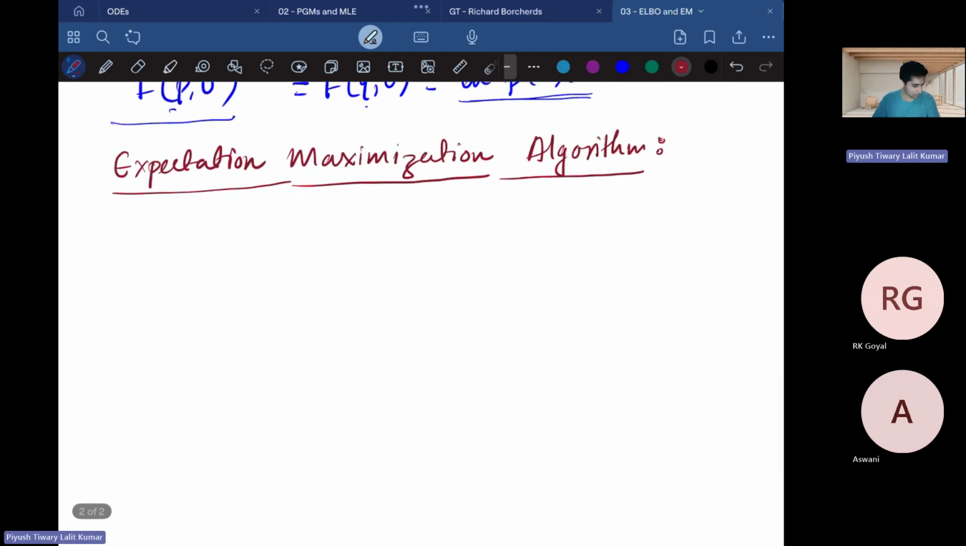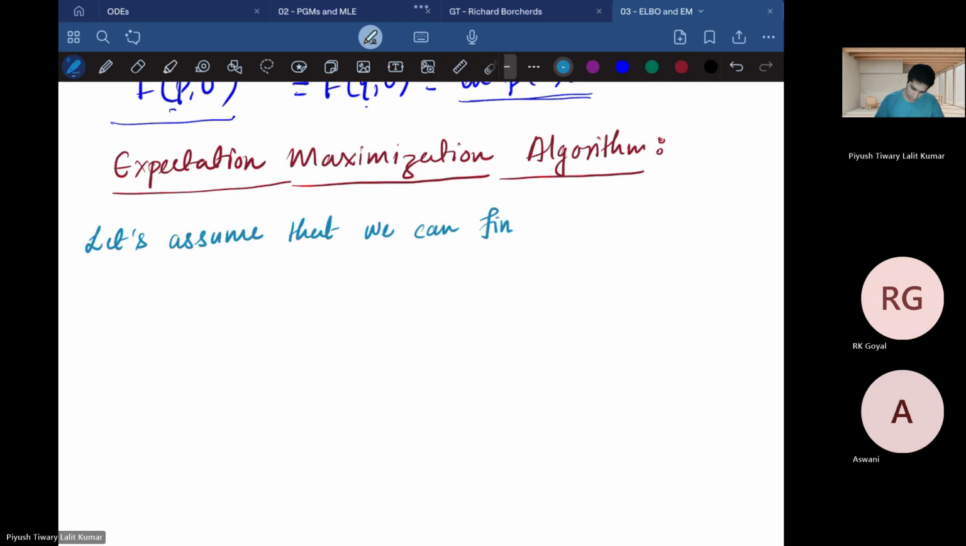So let's start with this expectation maximization or EM algorithm, right? So what is this algorithm? It's very simple. Let's assume that we can find P of Z given X with theta old, let's call it old theta, analytically.